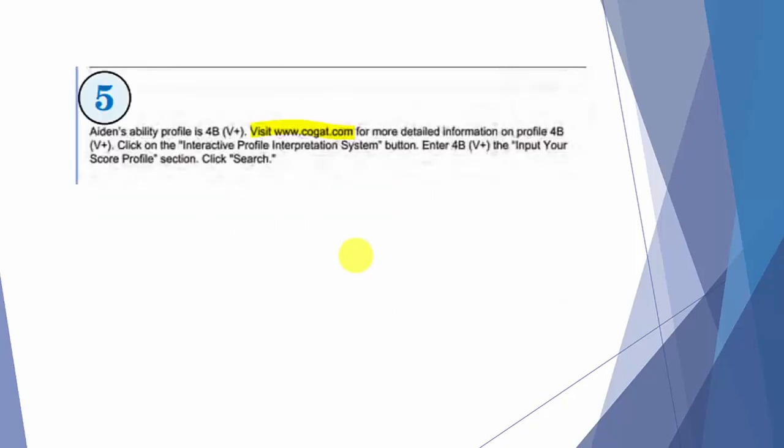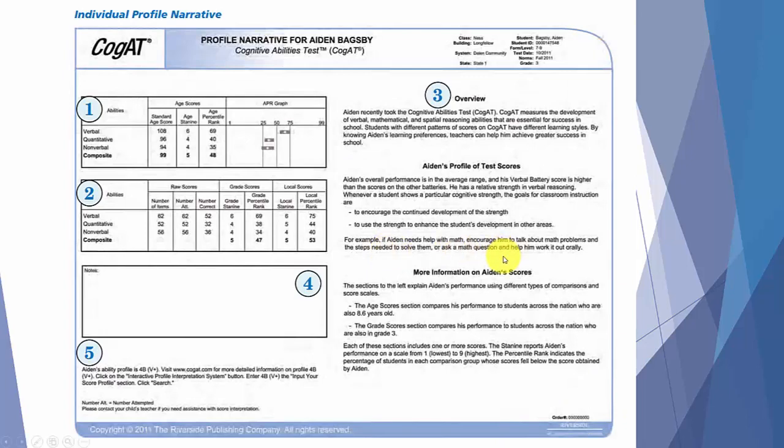At the bottom of the page is the ability profile. You can go to the highlighted website and type in that profile for additional information on these scores. The right side of the page contains explanations of the data similar to what I have given in this video.